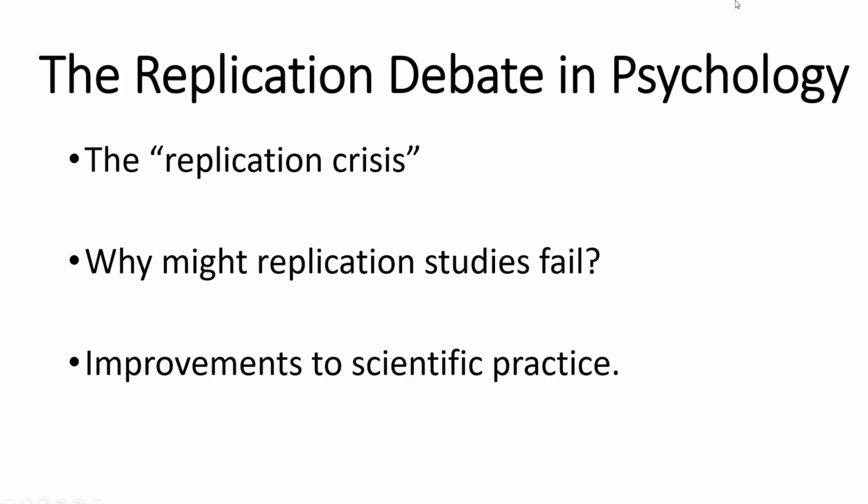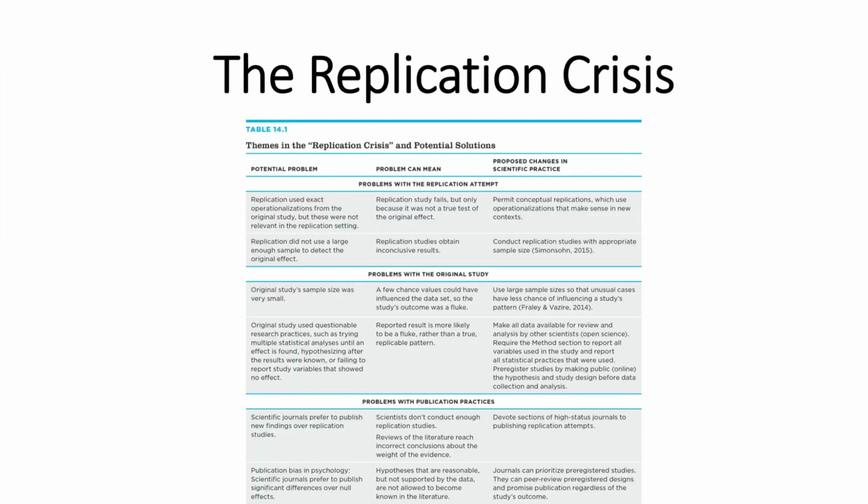So we're going to start with a little bit of background on what they're calling the replication crisis. And then we can talk about some of the specifics about why replication studies can fail and what we can do to counteract some of this stuff. So a little bit of history here.